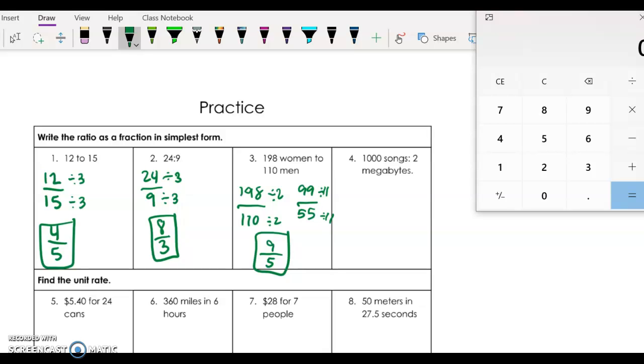And then 1,000 songs over 2 megabytes. I know that you guys don't really have to worry about that as much anymore, but whenever we had our iPods and stuff, we could only get so many songs per megabyte on it. So that's what it's referring to. We know that 2 goes into both of those. And so we're going to divide by 2 on top and bottom. We get 1 on bottom and 500 on top.